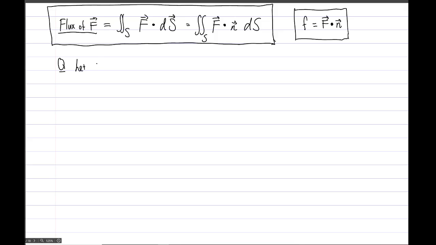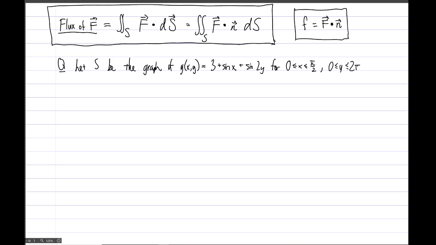Let capital S be the following surface. So let S be the graph of g of x, y equals 3 plus sine of x plus sine of 2y, for 0 less than or equal to x less than or equal to pi over 2 and 0 less than or equal to y less than or equal to 2 pi, oriented upwards.